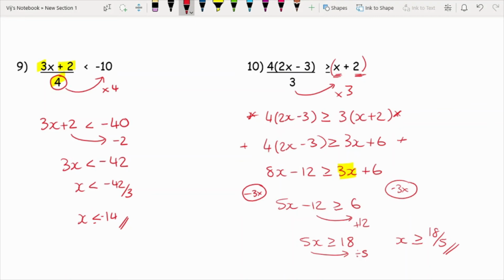Worst case scenario, if you do get stuck with solving inequality equations, simply think to yourself, what would I do if there was no inequality sign, it was just an equal sign? And that should be the steps you're going through.